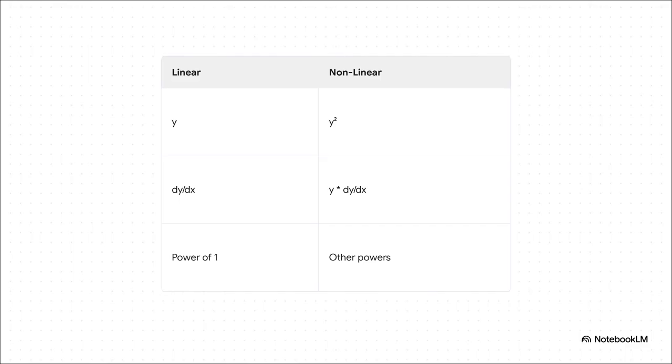Now, what about that word linear? Don't let it scare you. It's actually super simple. All it means is that the y and its derivative, dy/dx, are just, well, themselves. They're not squared, they're not multiplied together, there's no funny business. They're just plain old y and dy/dx to the power of 1. That's it. Nice and simple.